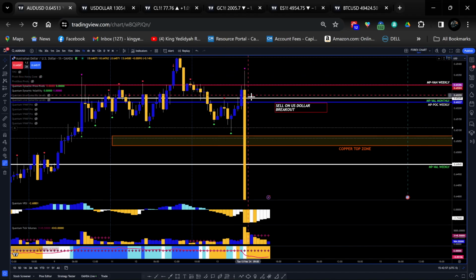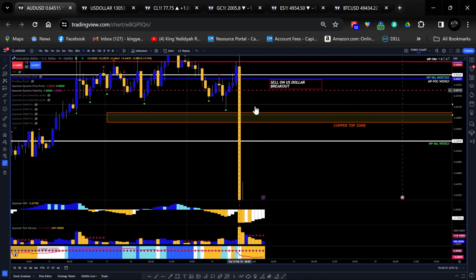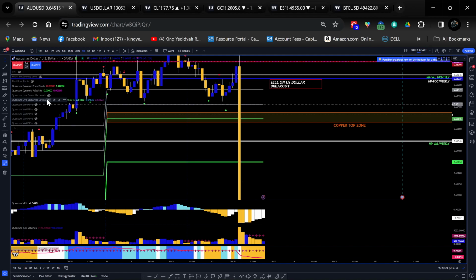So yeah, basically we pushed above this weekly value area high, lost the POC and the monthly value area low. Weekly value area POC is at 0.65227 and the monthly value area low is at 0.65245, right? And as soon as we lost that, we just basically came cascading down. Now this is weekly Camarilla S3 here at 0.65046, right? This green line right there.